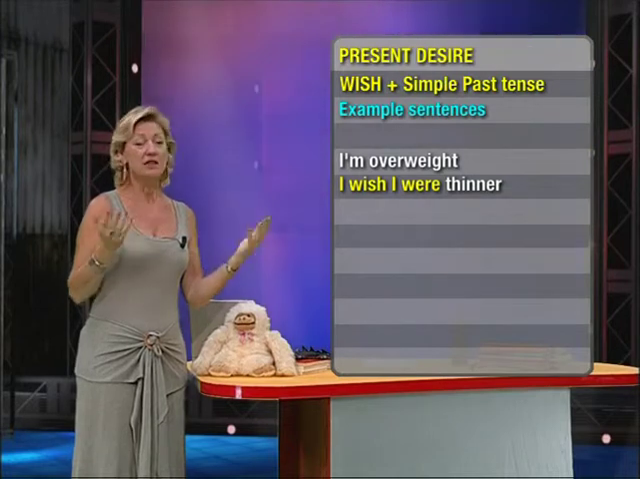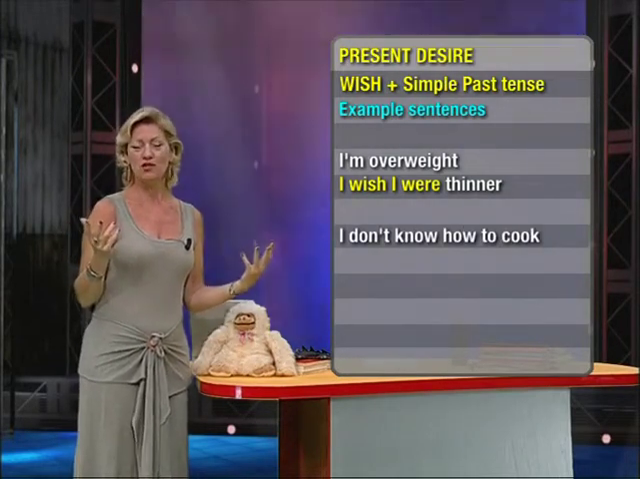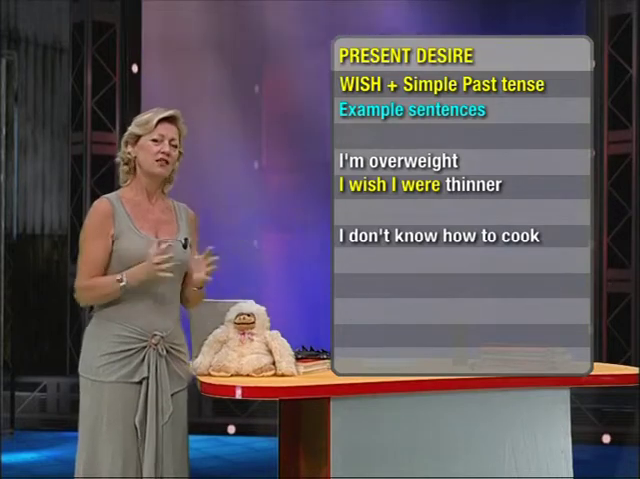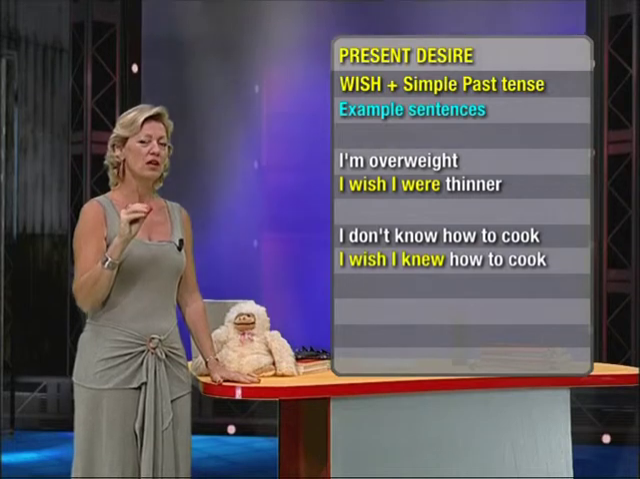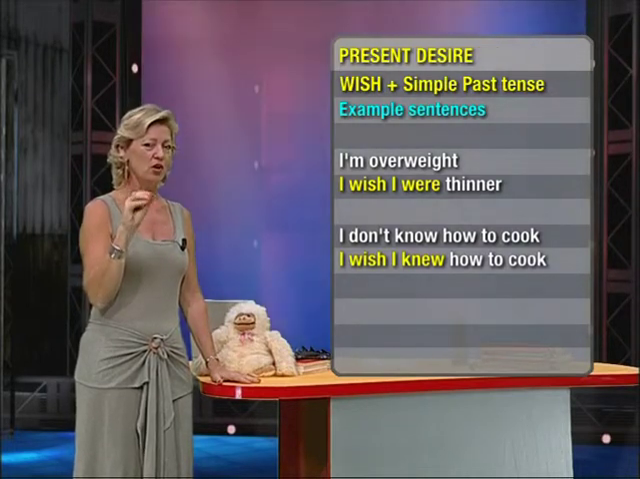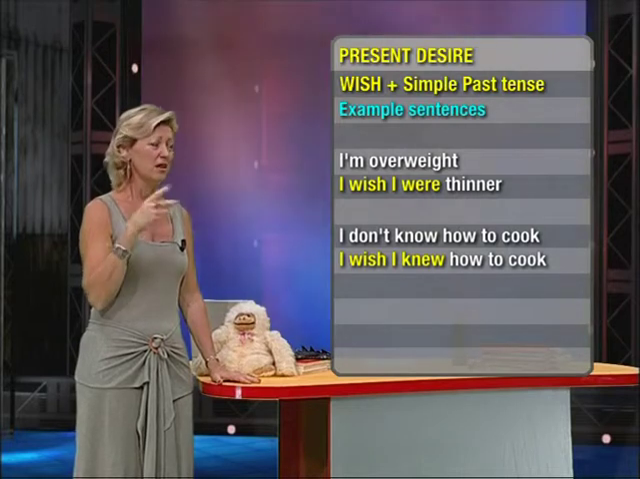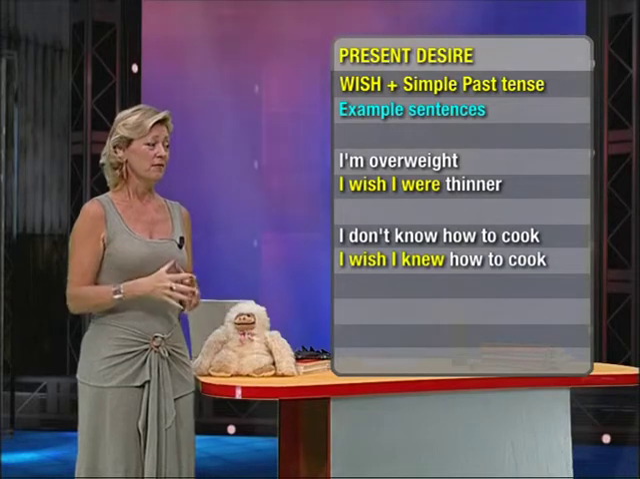Another example is, I don't know how to cook, and I have a desire, a wish to change that. So I could say, I wish I knew how to cook. Notice that the verb know goes into the past, simple past. I wish I knew how to cook.